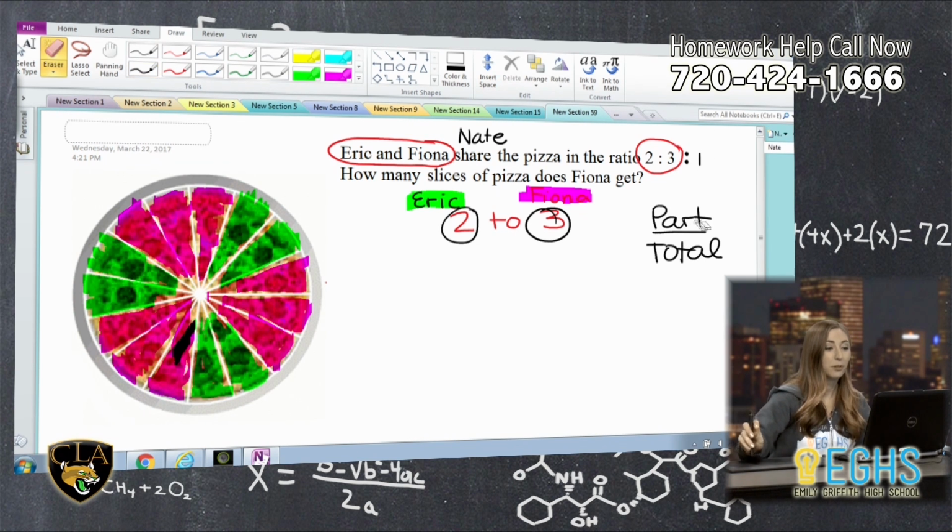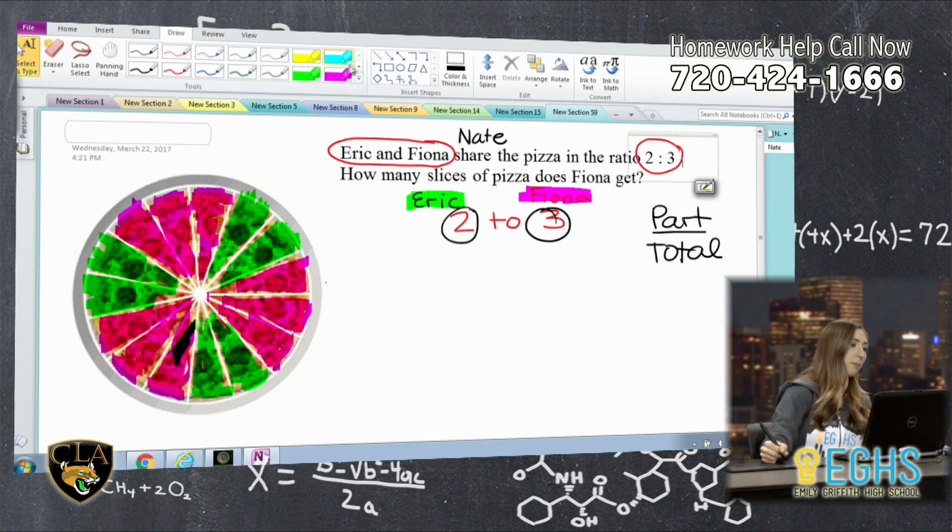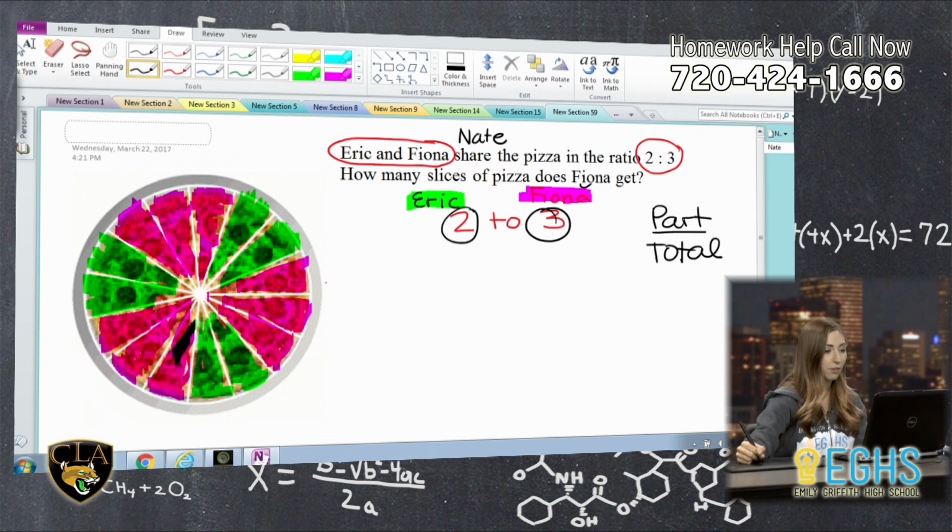But yes, absolutely. A fraction could not do this, could not compare 3 different things to each other. So ratios are very interesting that way. But back to answering this question, we're asking how many slices does Fiona get? You can see that in this pizza, she's getting 3, 3, 3. So altogether, she's getting 9.